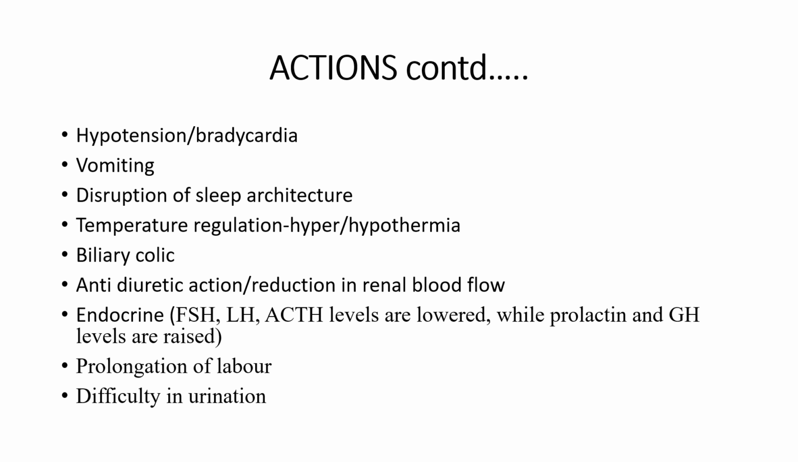Because of low blood pressure and these two actions, use of opioids in renal compromised patients has to be carefully dealt with. It lowers the secretion of FSH, LH, ACTH, whereas prolactin and growth hormone secretion are raised, and it causes prolongation of labor. Difficulty in urination is seen, especially in elderly patients, because it increases both the tone of the bladder and also the sphincter. So there will be urinary urgency, but at the same time the patient cannot micturate, so there will be urinary retention.